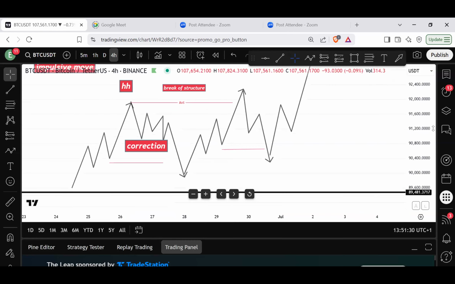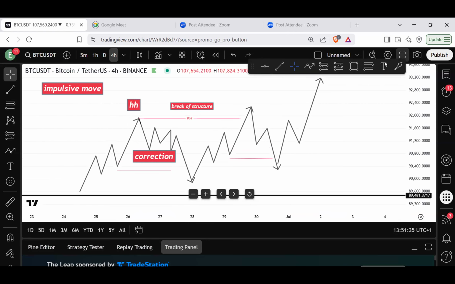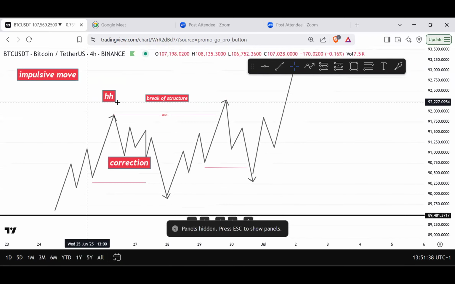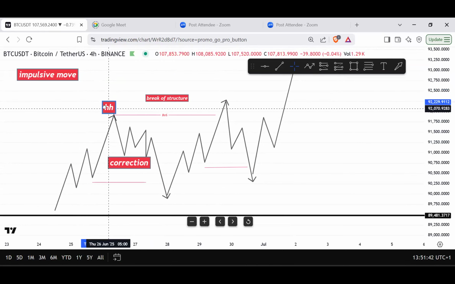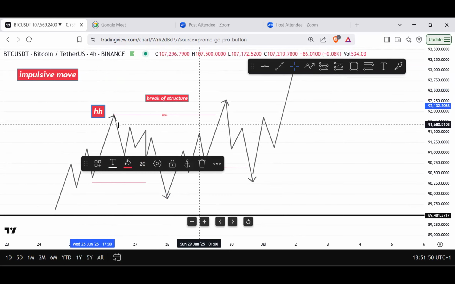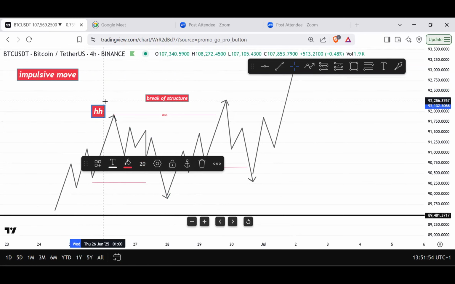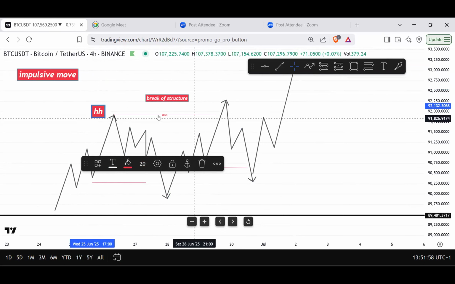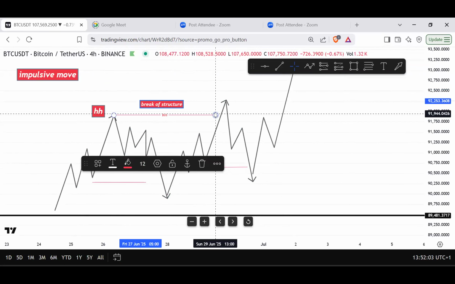The structure we are talking about is this first impulsive move. So when the second impulsive move went higher, it broke above the structure of the first impulsive move. So that's why I call it break of structure.